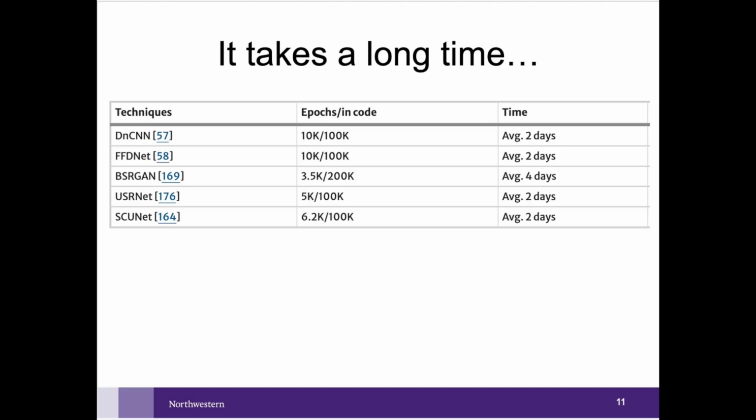Most importantly, these algorithms tend to take a very long time. If you look at this table from an aggregate paper of denoising algorithms, you can see that some of the time here takes like 2-4 days. So it's very time consuming, and you might be training the same model many times to see if certain variations or certain approaches are working. So parallelization is pretty important to speed this up.